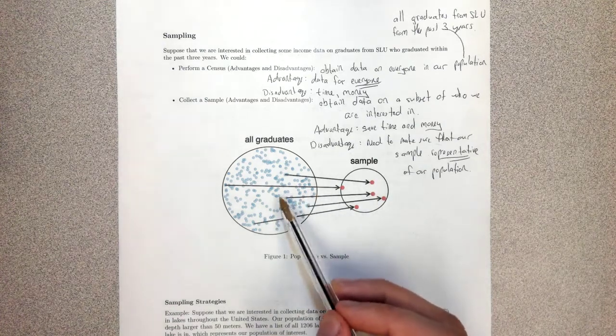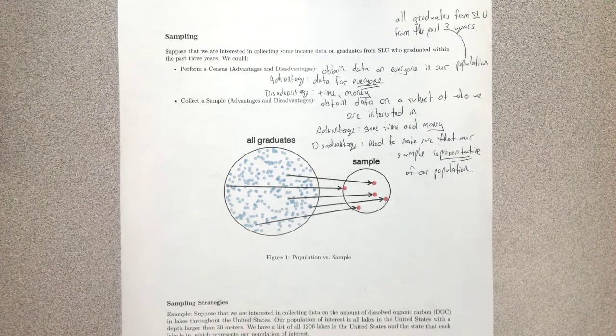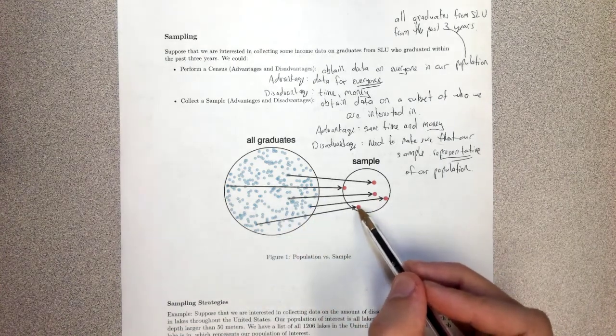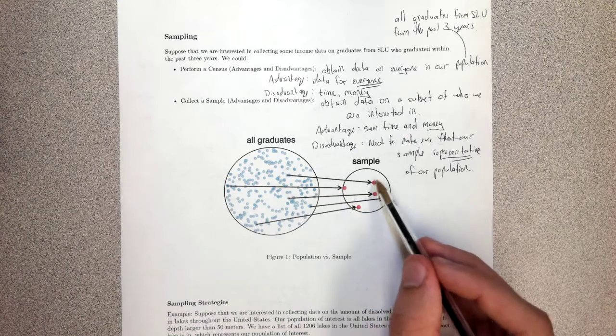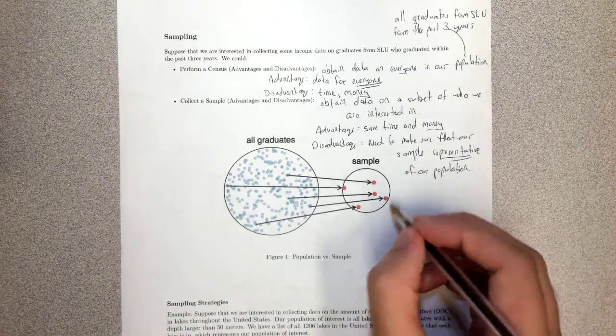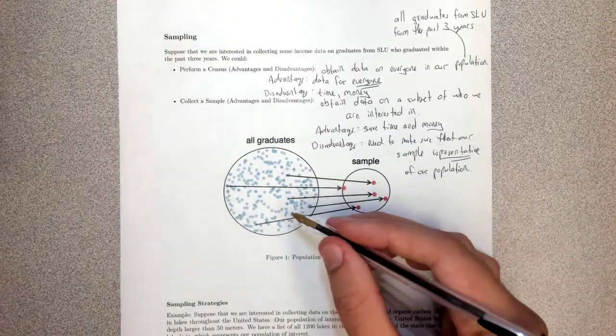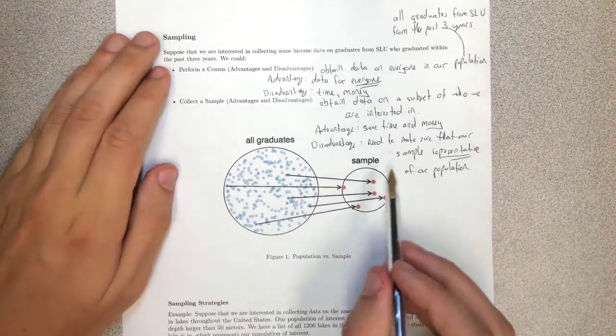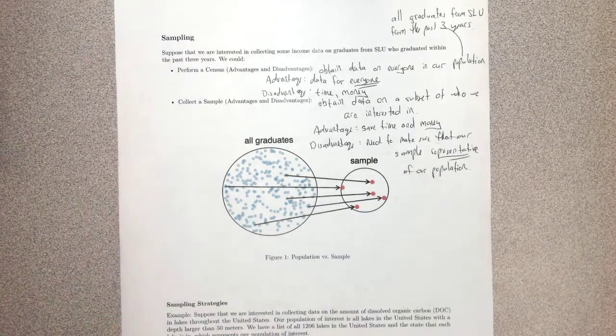Or if we don't want to do that and we want to save some time and money, because we all value our time and money especially, we could just take a sample, and in this sample we're just collecting information on 5 graduates, and that's it. That saves us time, saves us money, but we want to make sure that the sample is representative. And so in the next video, we will start talking a little bit about how to collect a sample in a way to make sure that it's actually representative of our population.